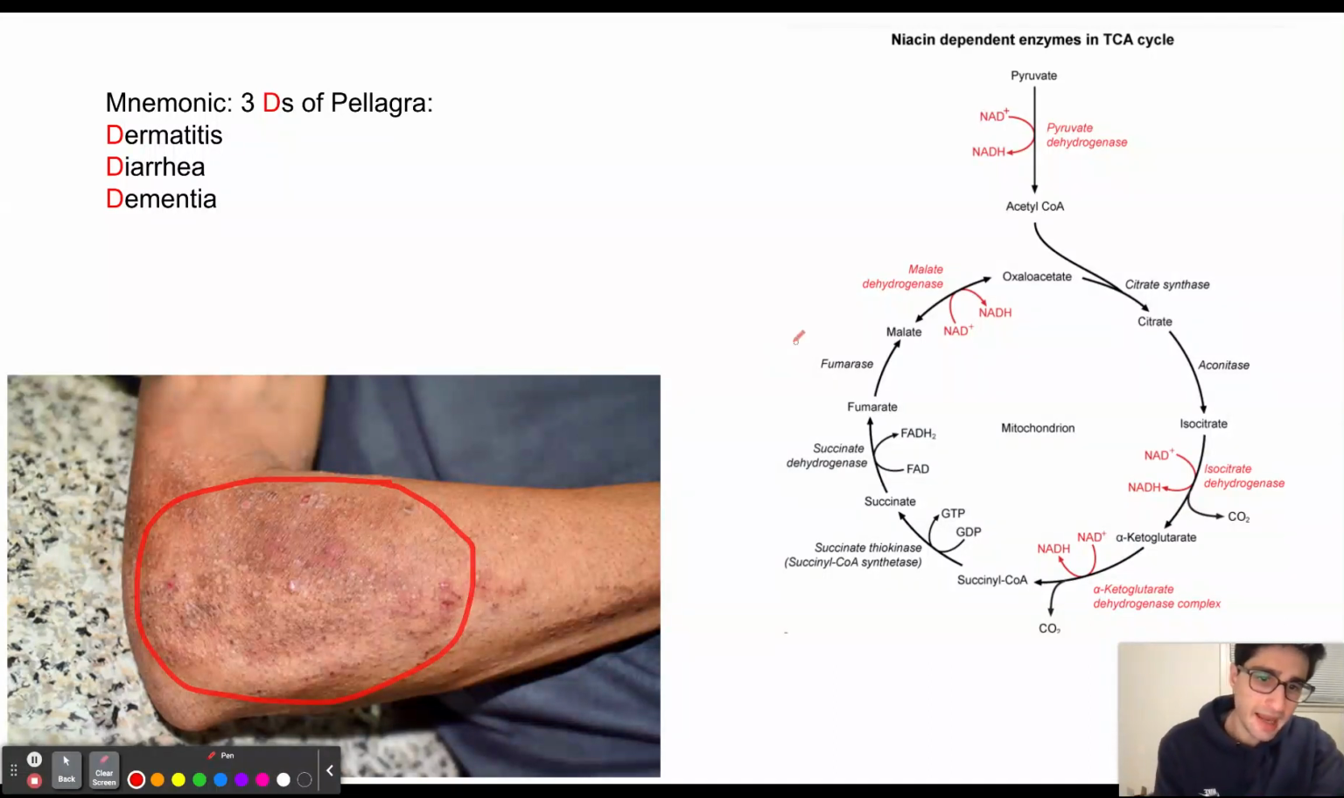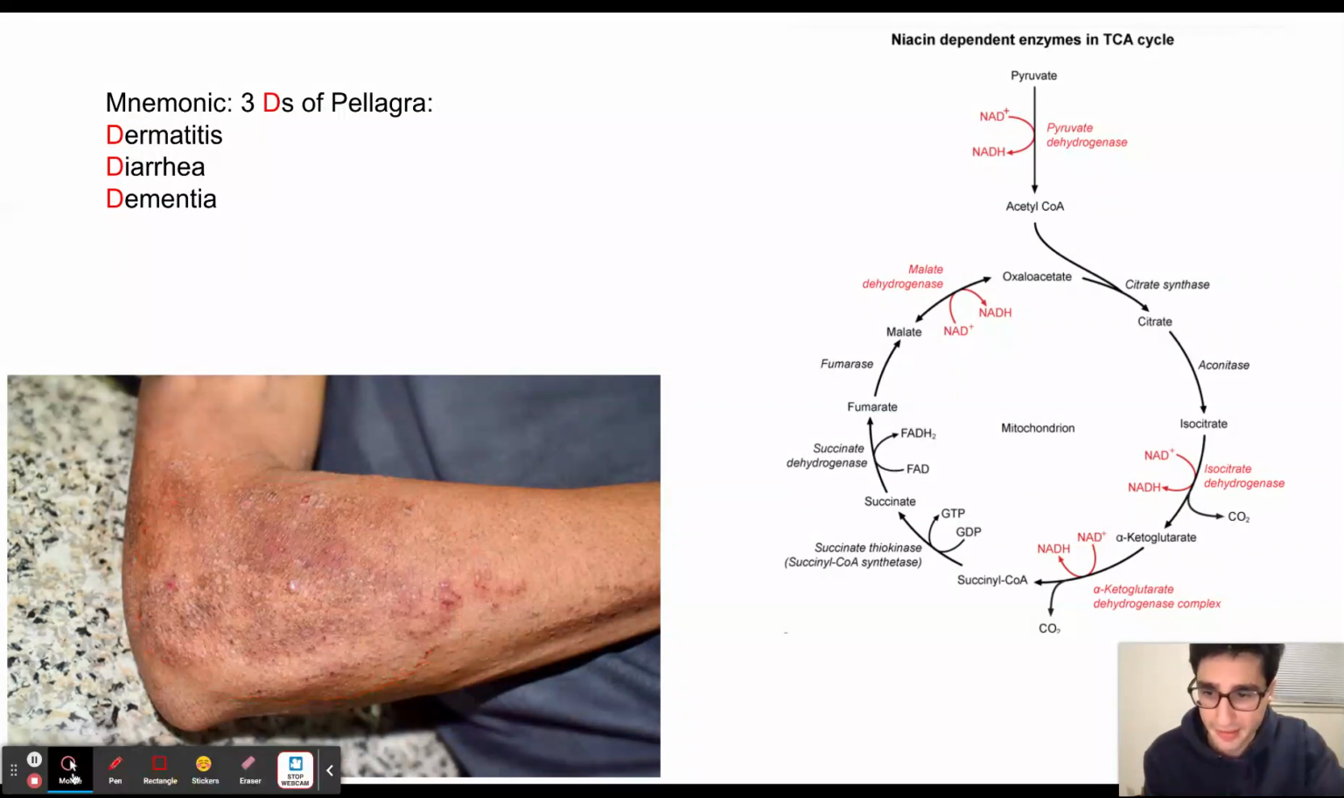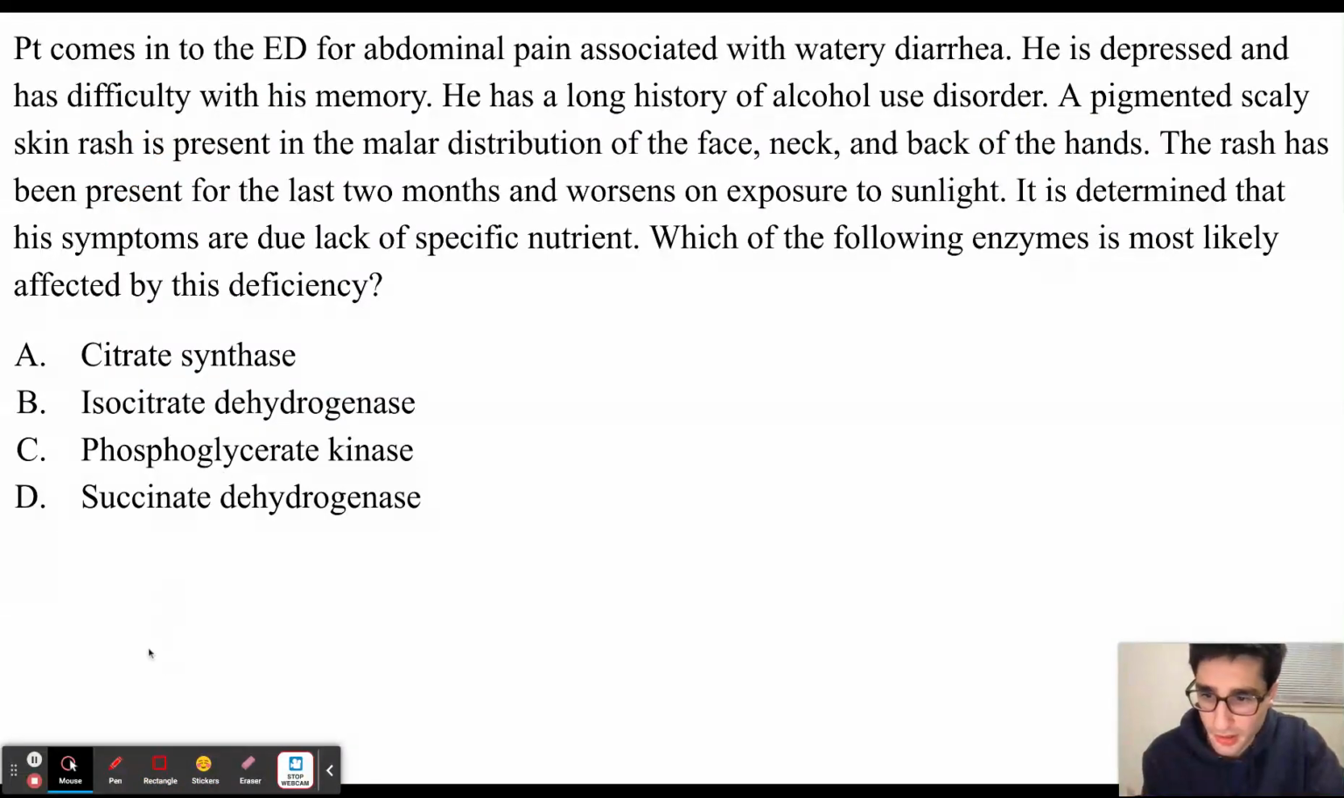Now, niacin is really important for many reactions in our body because it is going to act as a precursor for NAD and NADP. So here in the citric acid cycle, we have many enzymes that need NAD as a cofactor in order to go on with the reaction. So one of the choices that we had, if we go back to our answer choices, is going to be isocitrate dehydrogenase, which is going to be the correct answer.